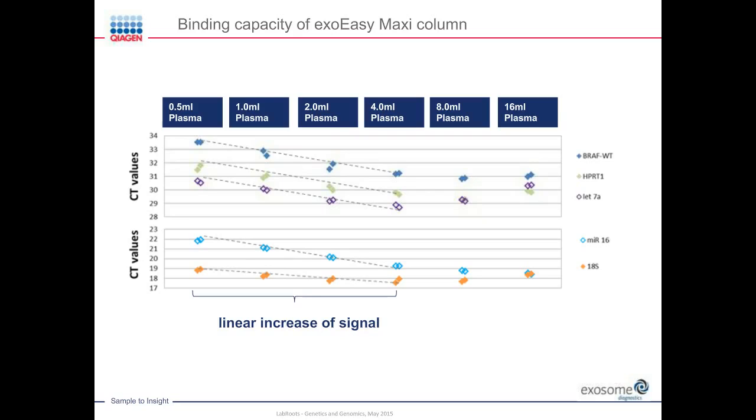There are a few messenger RNAs here like BRAF and HPRT, and 2 microRNAs, LET7A and miR16, and ribosomal RNA that we also detect in the vesicles. And 4 ml is the nominal binding capacity of the column for serum and plasma. You can see that if we apply larger volumes to the column, the CT values do not improve much any further and may actually decline a bit.